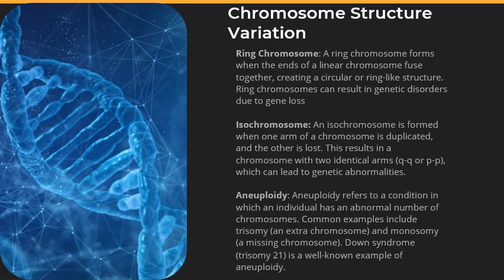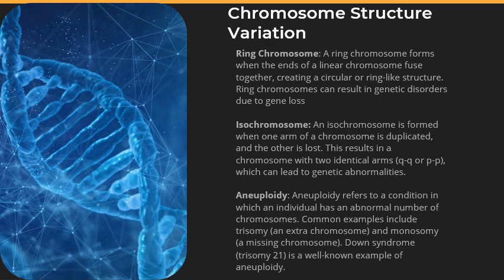Ring chromosomes often result from chromosomal breaks and the fusion of those broken ends. The ring structure can be stable or unstable, with potential consequences for gene expression. Some consequences of ring chromosomes are that they can lead to genetic disorders, especially if they result in gene loss or disruption. The instability of the ring structure can cause issues during cell division.